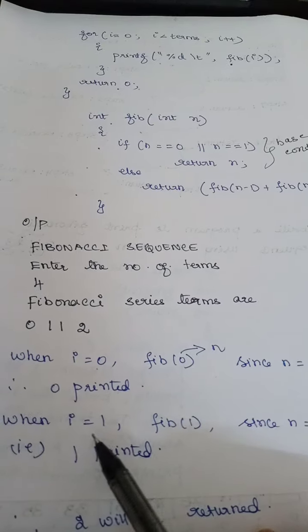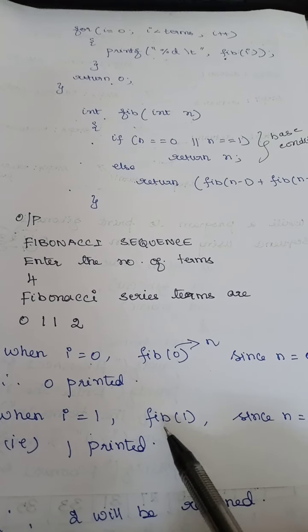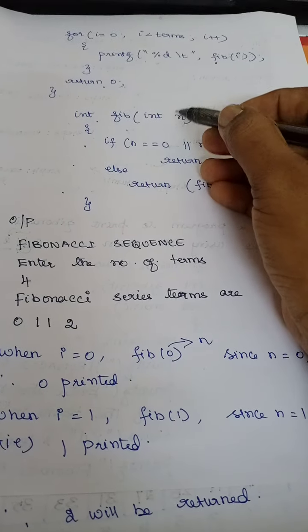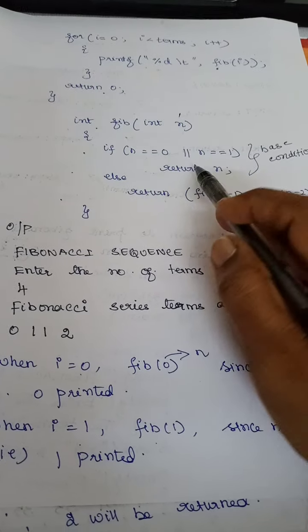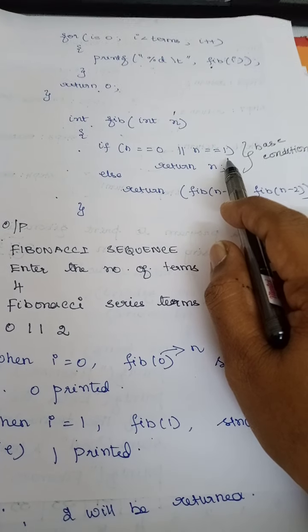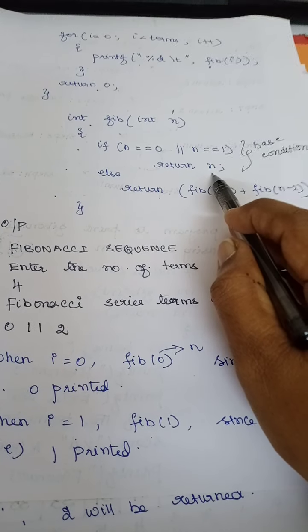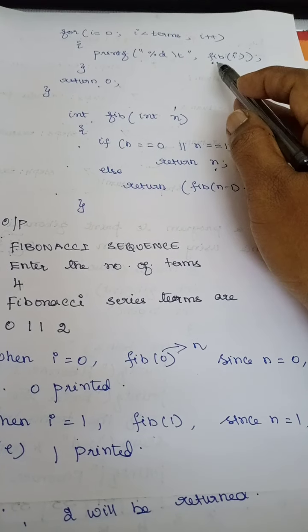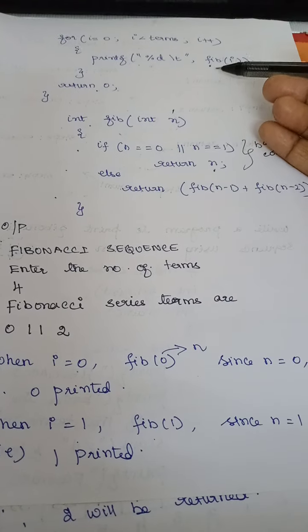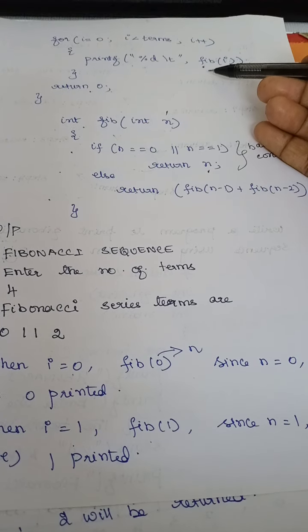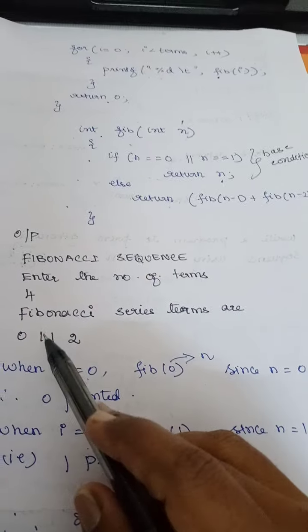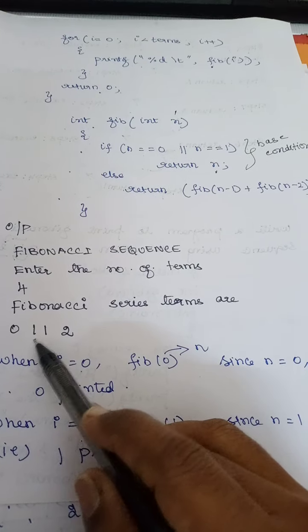Now next i is equal to 1. If i is equal to 1, again my n value is going to be 1. If n is equal to 1 also, I should return n. My n here is going to be 1. So this is only calling the function. Return means it returns back to the caller. So it goes there. Again it prints 1. So I have got my second term 1, right?